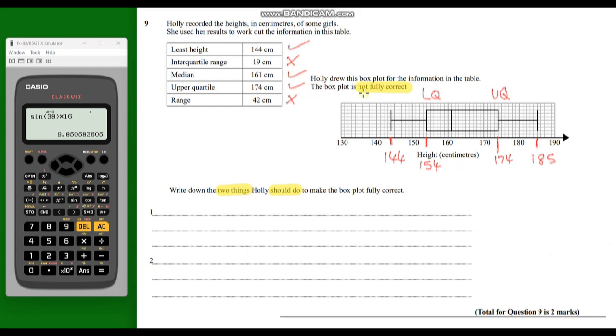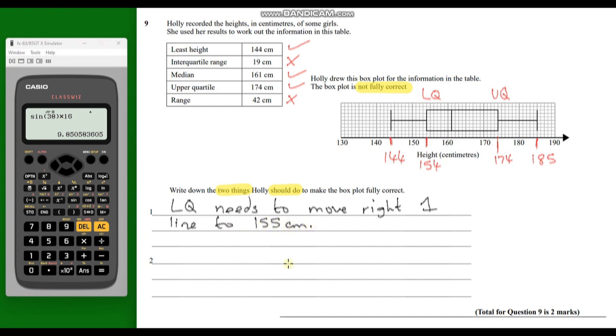So what does she need to do to make the box plot correct? Well, the interquartile range is wrong. So either the upper quartile is wrong or the lower quartile is wrong. But we can see here that the upper quartile is correct. So it must be the lower quartile that needs changing. So what does it need to do? Do we need to move it down or up? Well, at the moment, the interquartile range is 20. So we need it to get smaller. So the lower quartile needs to be shifted upwards. So the lower quartile needs to move right one line to, we could say, to 155 centimetres.